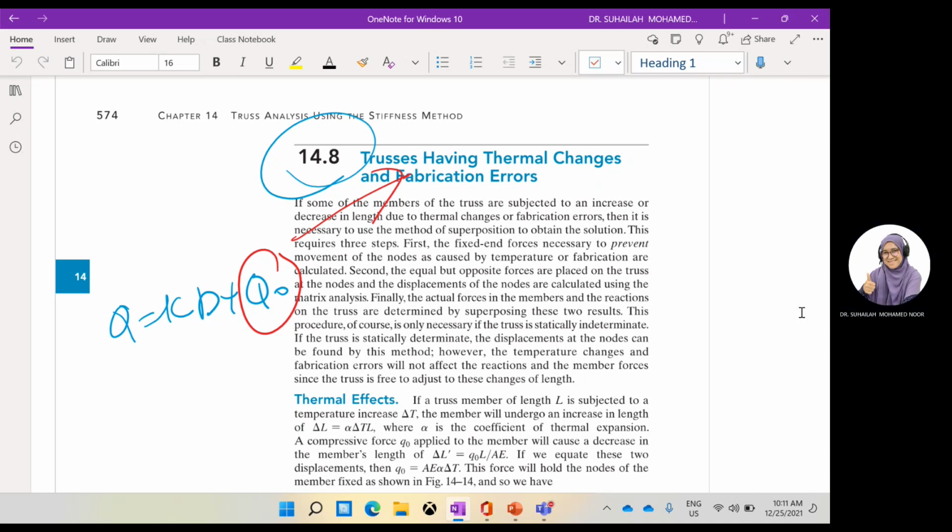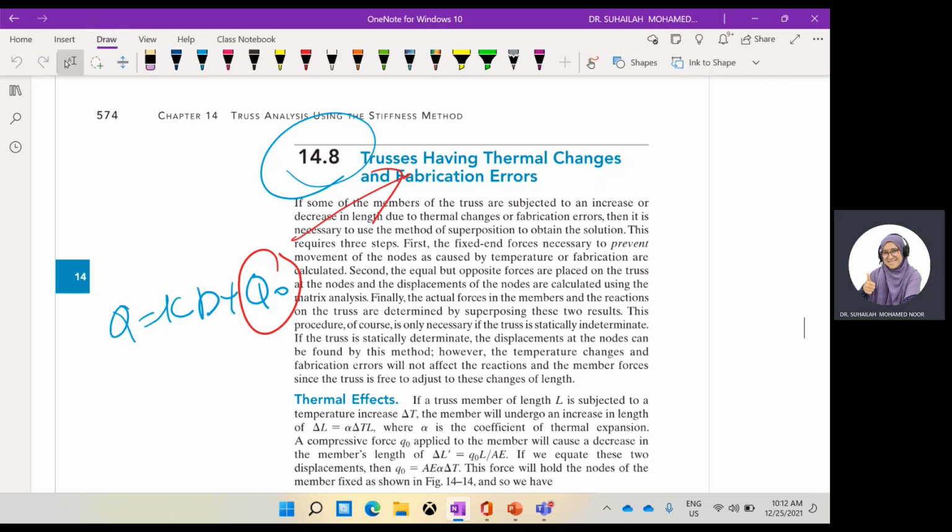In this video, I would like to discuss trusses having thermal changes and fabrication error analysis using stiffness method. Okay, thermal changes or temperature changes in truss and fabrication error. These two effects actually bring the Q naught, equivalent nodal forces for truss.